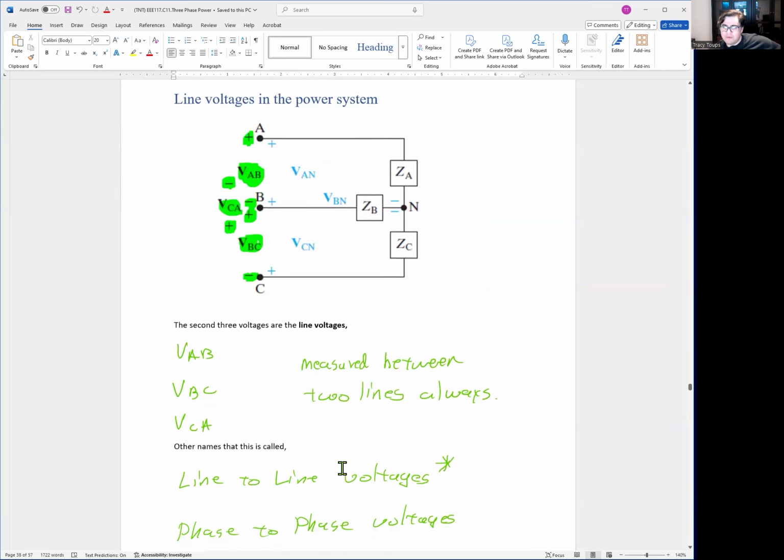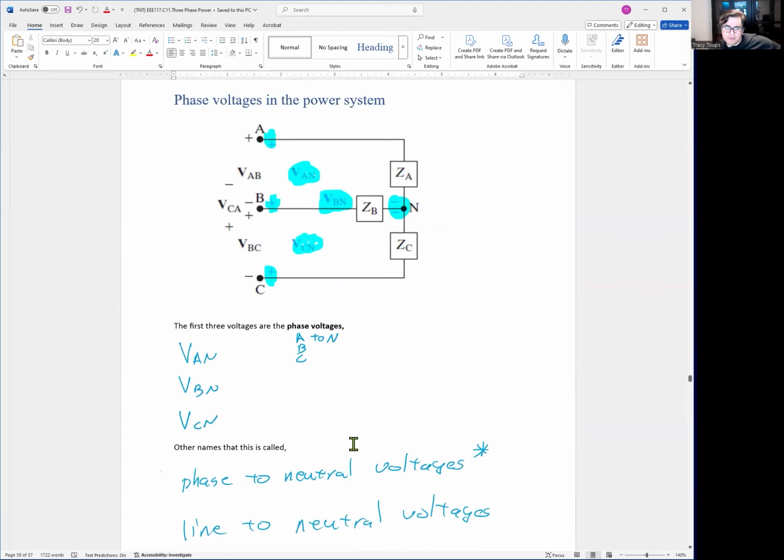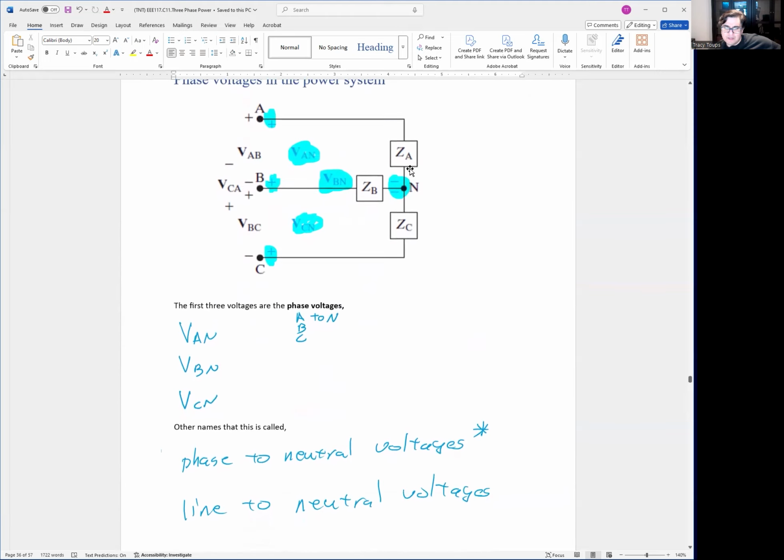We call these line voltages. So the previous one, we call it phase voltages. Typically phase voltages are on the actual Y-connected load. So phase and neutral, that's what I would use. That's my most common go-to.